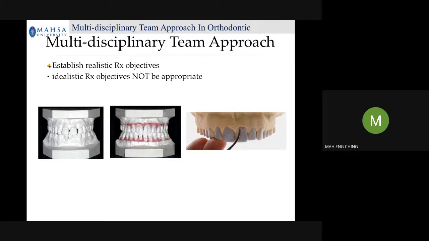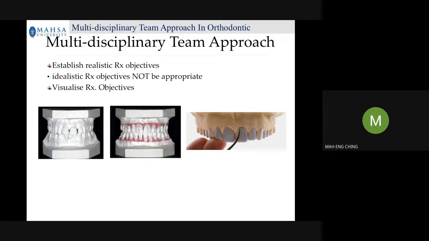When it comes to difficult treatment, you don't always have to get a class 1 molar, class 1 incisor, class 1 canine. A lot of times when we come to difficult treatment, the result will be compromised. A little bit of imperfection is okay. You don't have to get the perfect result when it comes to difficult treatment. You have to establish a realistic result rather than a perfect result.